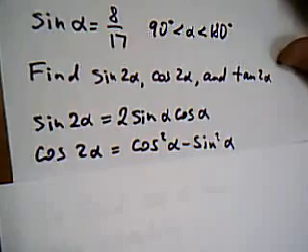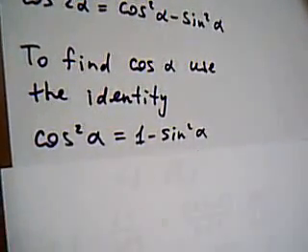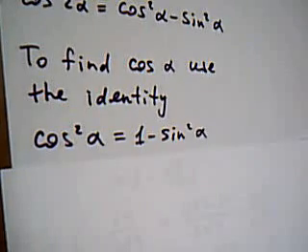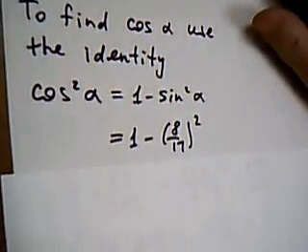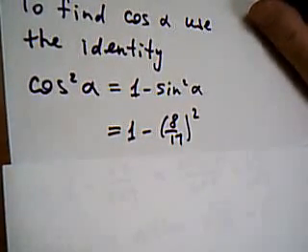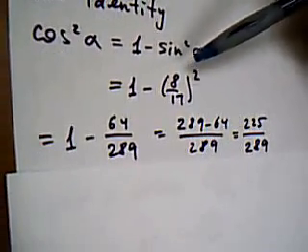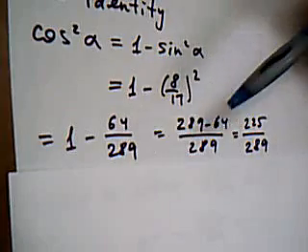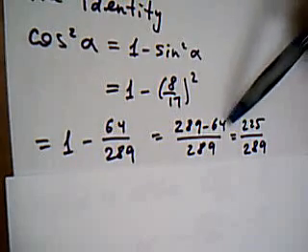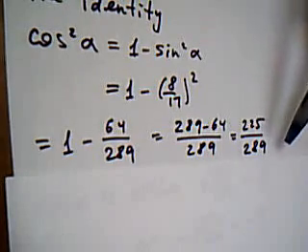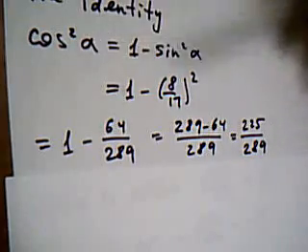How to do it? The most convenient way to do it is to use the identity cosine squared of alpha is 1 minus sine squared of alpha. Since sine of alpha is given, we just plug in the expression, it's 1 minus (8/17) squared, which we then simplify. So (8/17) squared is 64/289. Find the common denominator here, and after simplification we get 225 over 289. So this is the value of cosine squared.